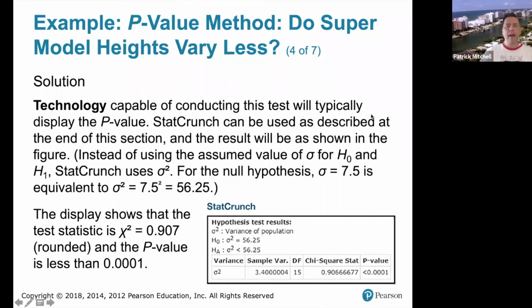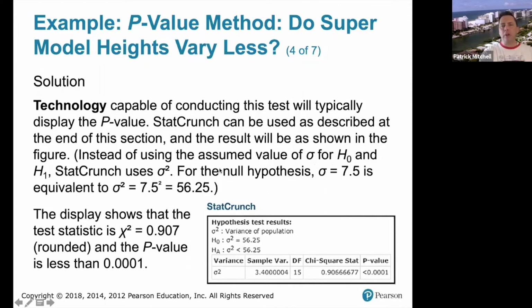Okay, on this side, they're showing you that technology capable of conducting this test will typically display the p-value. StatCrunch can be used as described at the end of this section, and the result will be shown in the figure. So we have not talked yet about how to set up the hypotheses for this test. That's coming on the next slide.